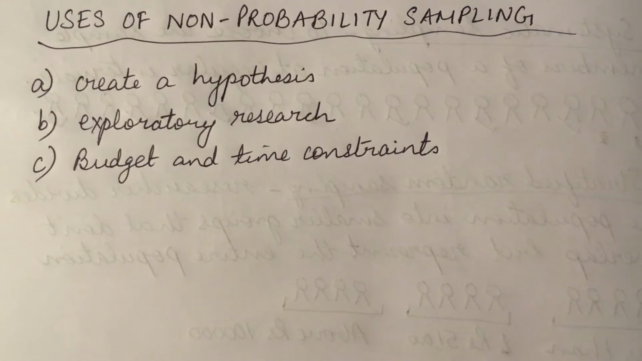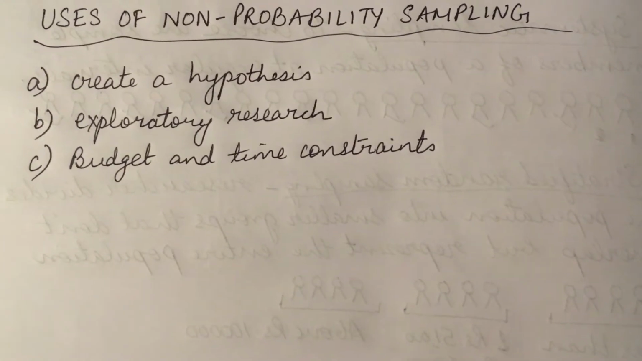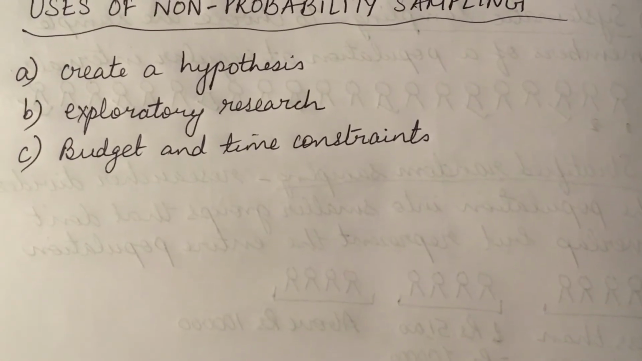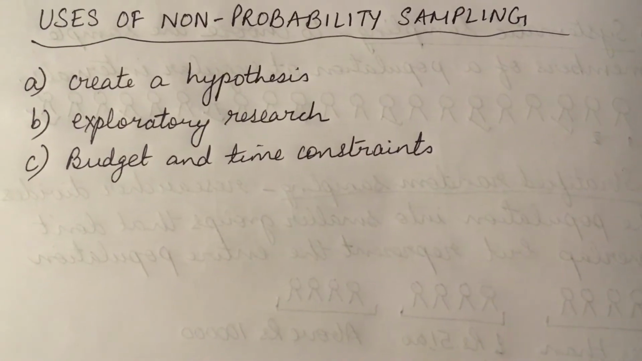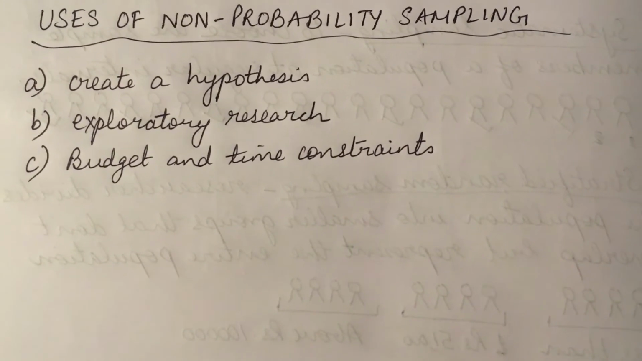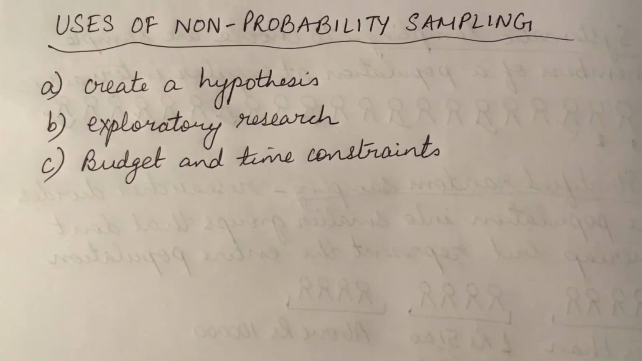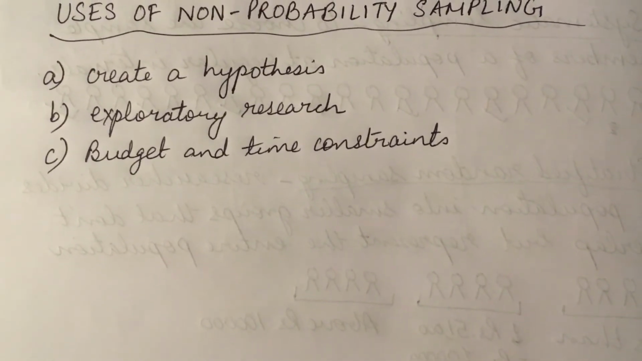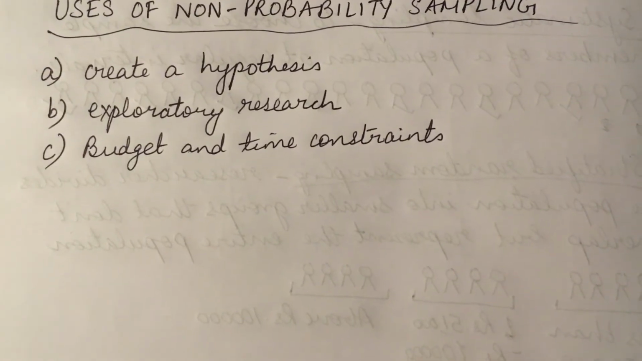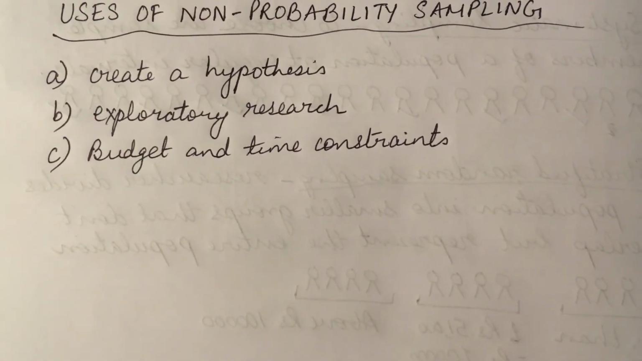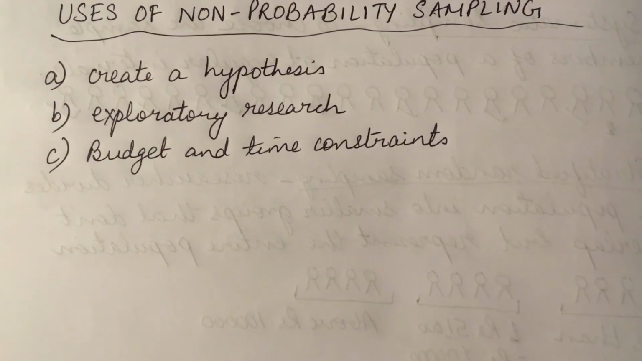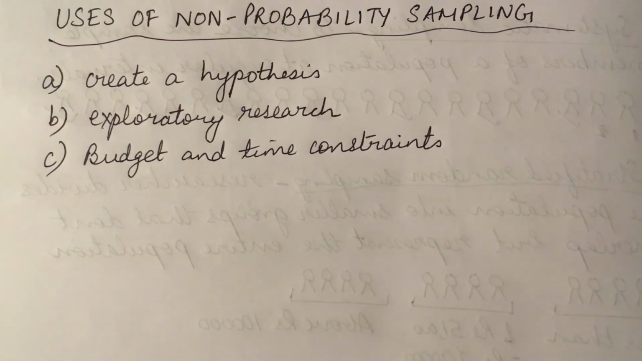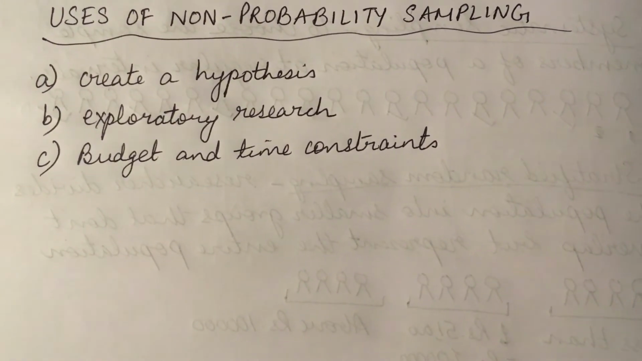Number two is exploratory research. Researchers use this sampling technique quite widely when conducting qualitative research, pilot studies or exploratory research. And the last one, budget and time constraints. The non-probability method is used when there are budget and time constraints and some preliminary data must be collected. Since the survey design is not rigid in this method, it is easier to pick respondents at random and have them take the survey or questionnaire.